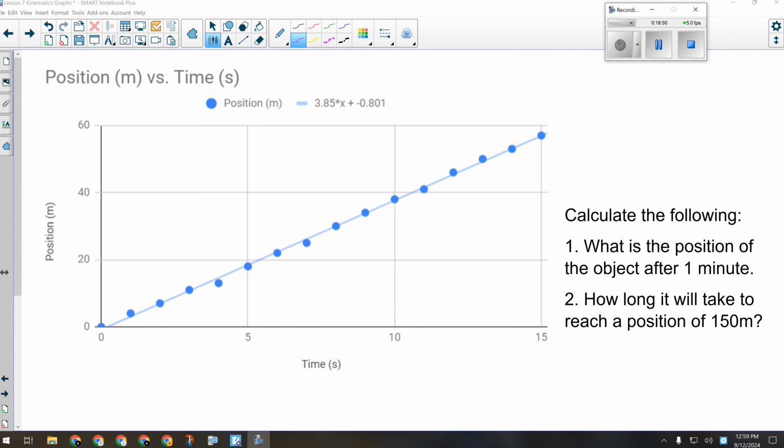Close. Slightly less than 4. 3.85. Okay, I know what you did. You went, okay, 60 divided by 15, right? You got 4? No. Oh, I can see. You were close though. Whatever you did, it was close.